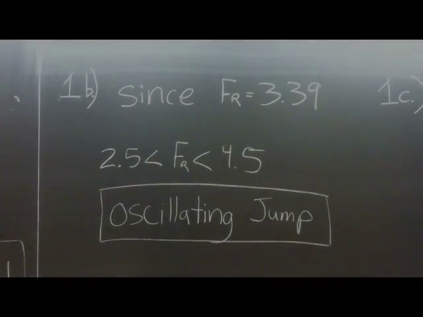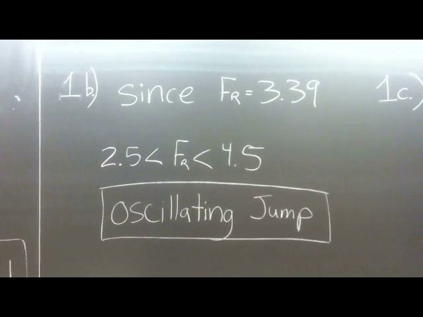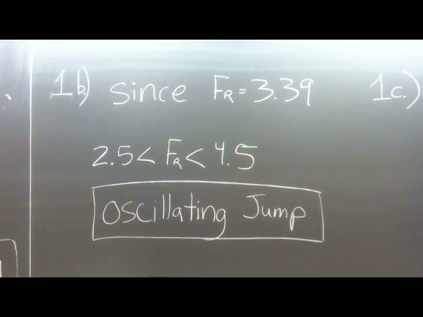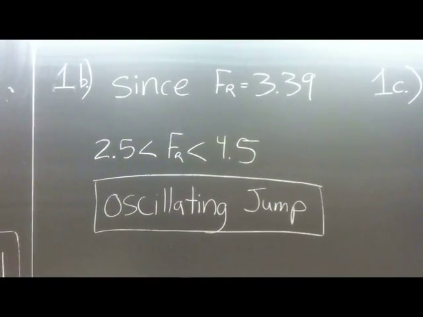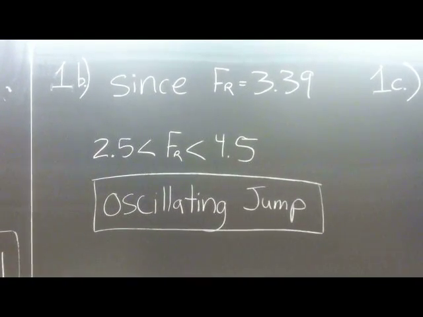Question 1b asks us to classify the hydraulic jump using the Froude number. Since the Froude number is 3.39, it falls between the range of 2.5 and 4.5, which indicates that this jump is an oscillating flow.